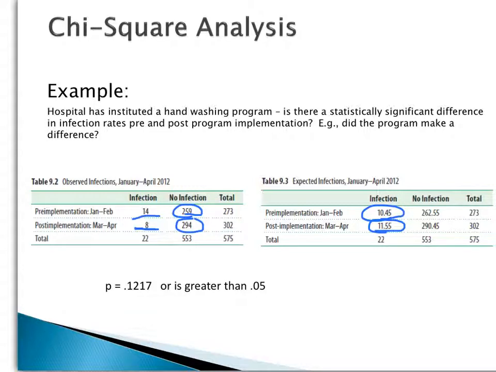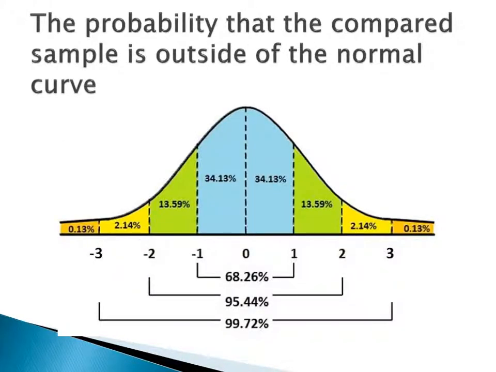So as you look at this, you think, well, there is a difference between 14 and 8. We've gone down, yay. But was it really a significant difference? When the computer spits out the results, the p-value is 0.1217. And if you think back to statistics, you remember that we really want it to be less than 0.05. We don't want it to be greater than that. So in the hand washing example, it's not statistically significant.